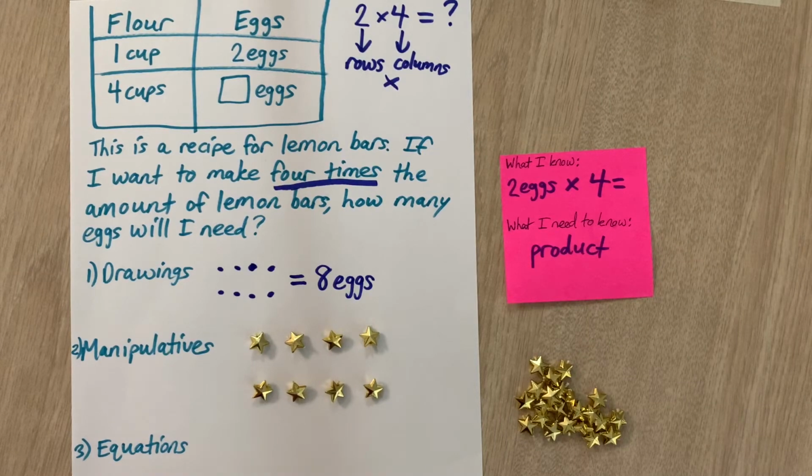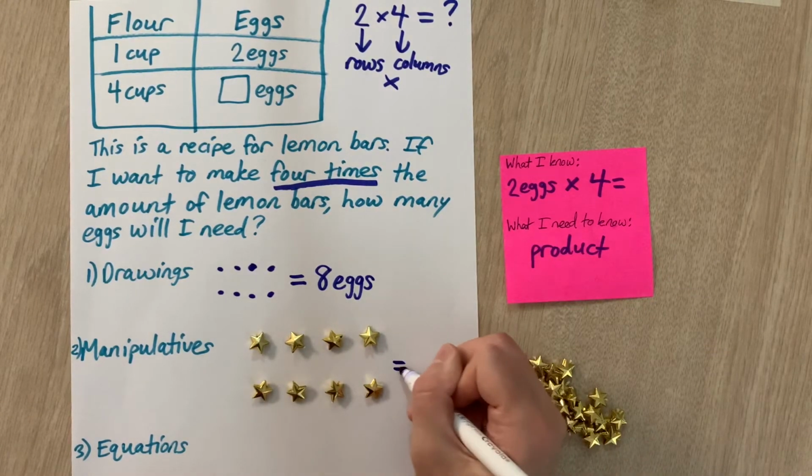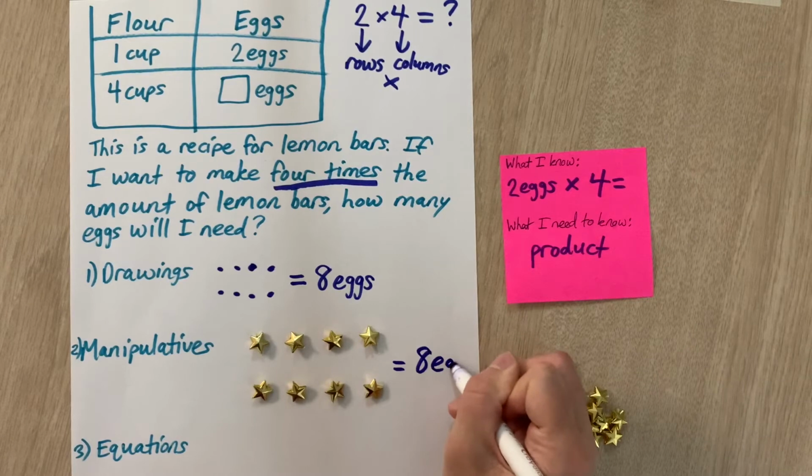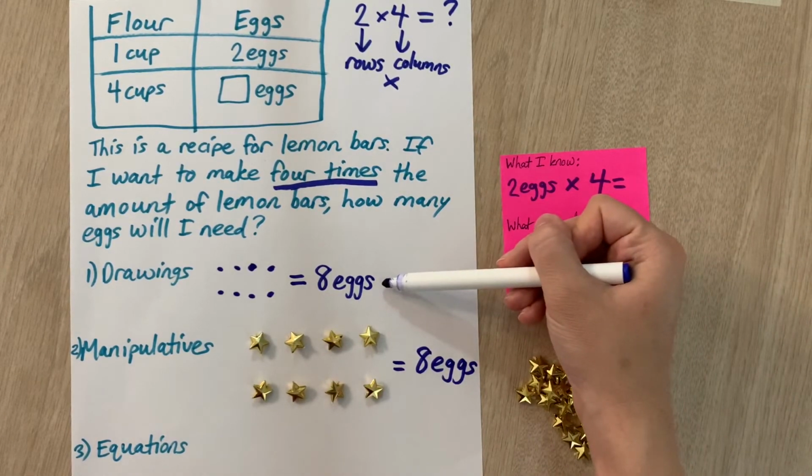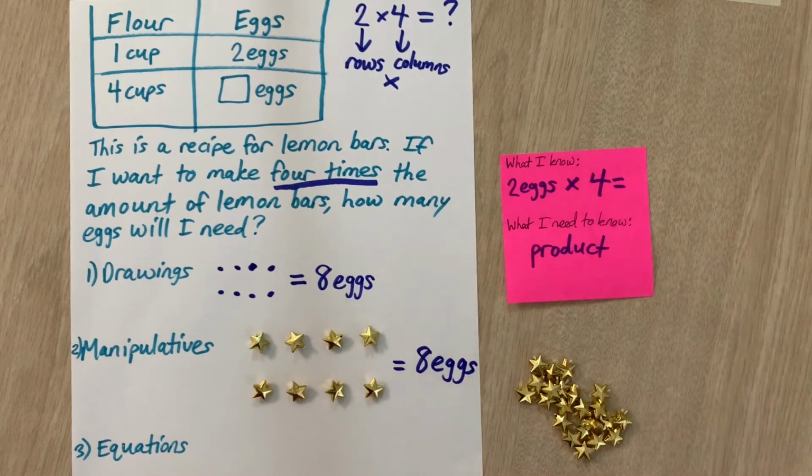And now we have to add up all of our gold stars, or eggs, to figure out the total number of those eggs. So we've got 1, 2, 3, 4, 5, 6, 7, 8. 8 stars or 8 eggs. So I'll write equals and then 8 eggs. Notice that the answer that we got by drawing is the same as the answer that we got using our manipulatives. Again, these are 2 different strategies, but they get us the same product, the same answer.